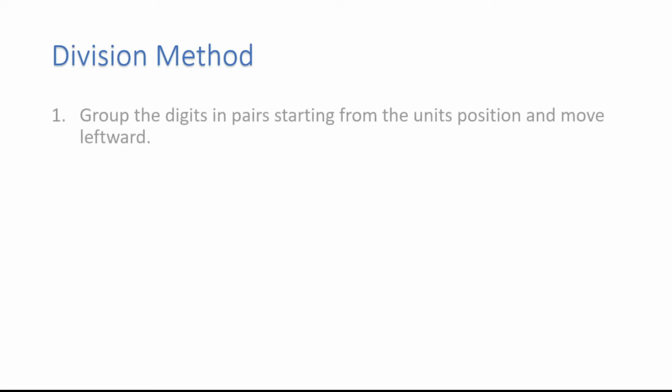Now let us consider a method to find the square root of any positive number. This method which we are going to study is called the division method. Let's study this method using an example. Let us find the square root of 1764. First, group the digits in pairs starting from the units position and move leftward. Then you will get 17 and 64.